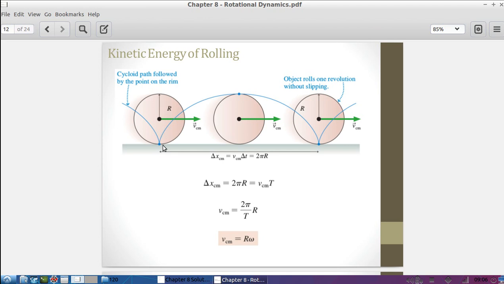But static friction doesn't do work because static friction doesn't cause an object to displace. All right, so this static friction is applying a force on this object, but it's not doing work. All right, so we can use energy concepts for this type of situation.